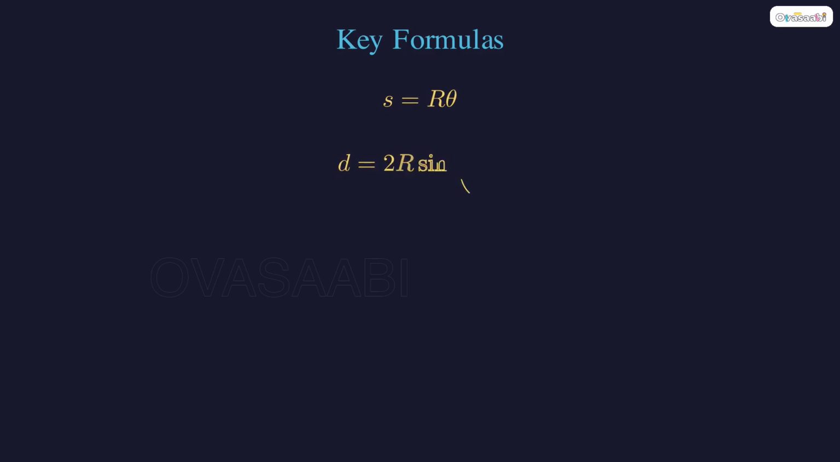Remember, arc goes around, chord cuts through. Arc equals r θ/2. Chord equals 2r sine θ/2. Always convert degrees to radians first.